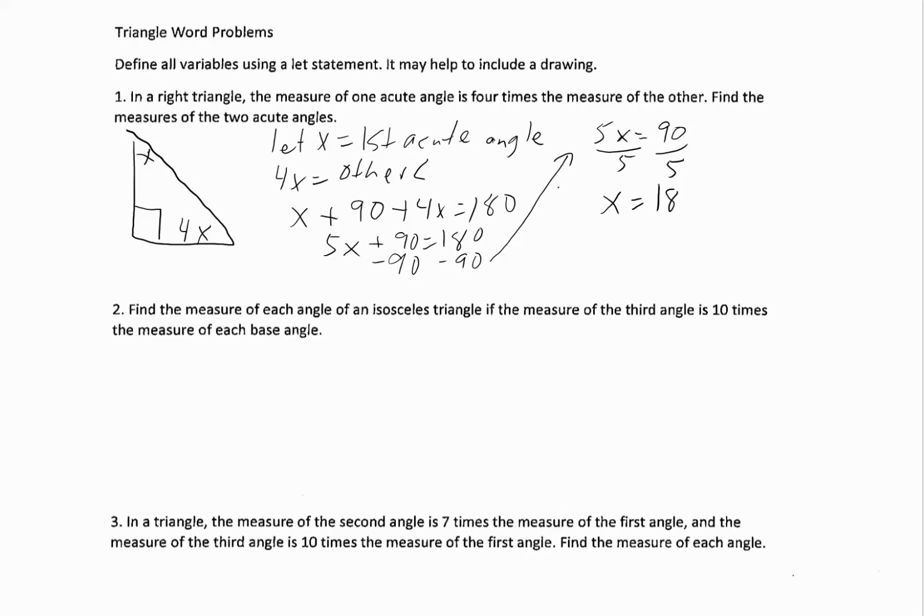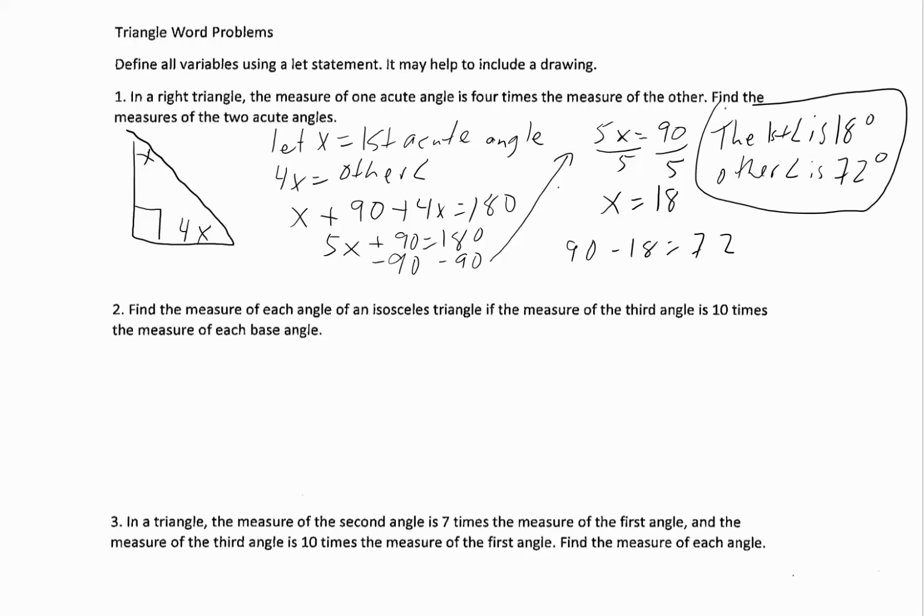So that means the first angle is 18 degrees, and the other angle is, well, 90 minus 18 is going to give me 72, so it's 72 degrees. So there's my 2 angles. Okay, let's go ahead and take a look at the next one.